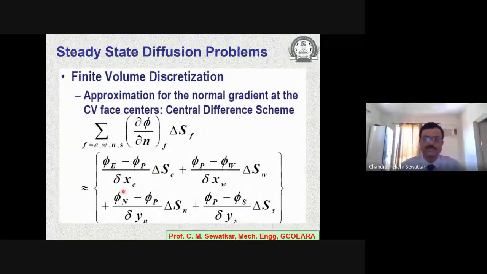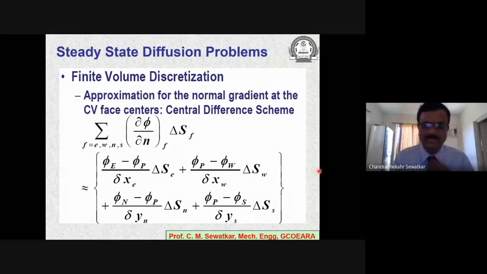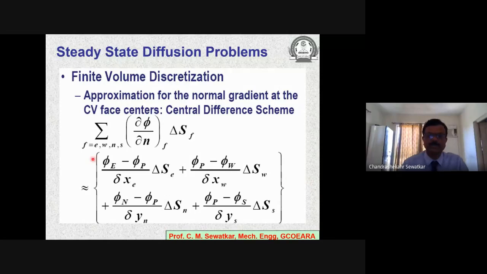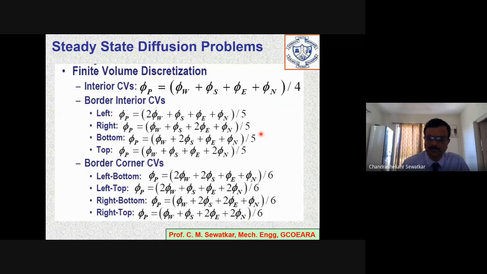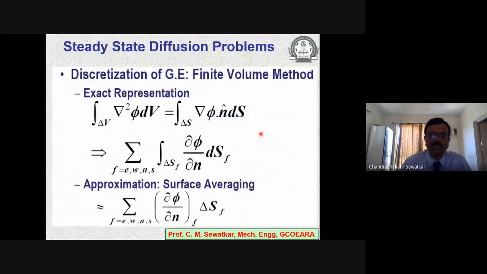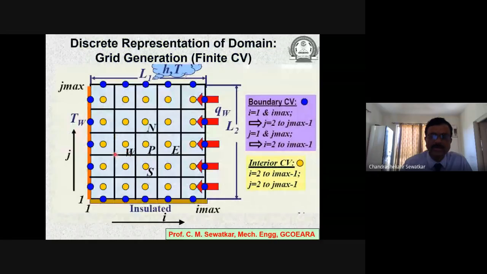Because this has been cancelled out. See, this is negative phi p, this is also negative phi p, this is negative phi p, this is negative phi p. So 4 negative phi p's are there. If I take those 4 negative phi p's onto the other side of the equation by equating it with 0, then I have 4 phi p equal to phi e plus phi w plus phi n plus phi s, so phi p is that divided by 4. But that is true for the pure interior control volume or the cell.